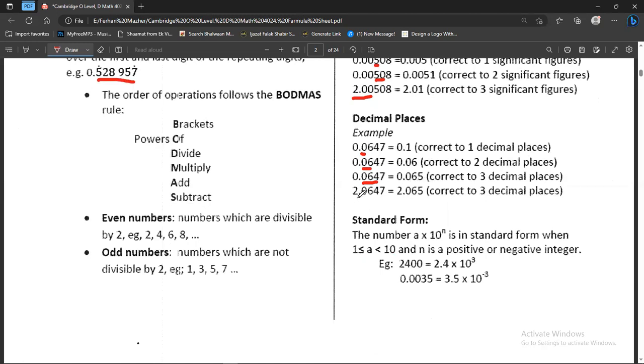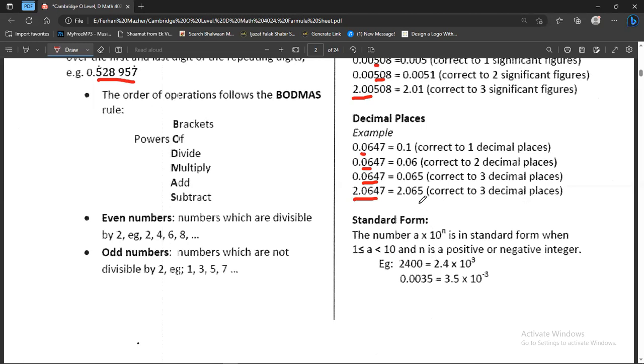And then you have 2.0647. So this is going up to 1, 2, 3, 4 decimal places. If you want it rounded off to 3 decimal places, this is the place. After 4 you have 7, so this will become 5. So you will have 2.065. This is correct to 3 decimal places.